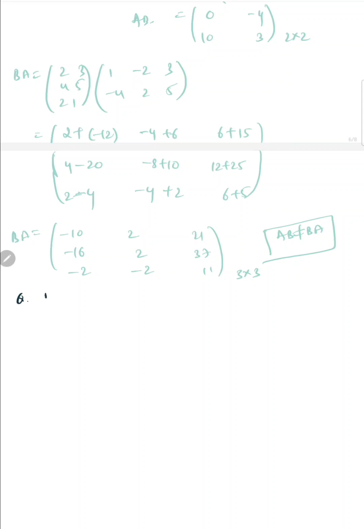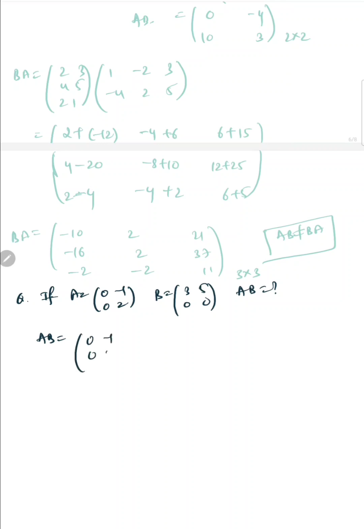So if A is equal to [0 -1; 0 2] and B is equal to [3 5; 0 0], then find A into B. Now A into B is possible because both are matrices of order 2. If AB is defined, then BA is also defined. Now AB is equal to [0 -1; 0 2] times [3 5; 0 0].